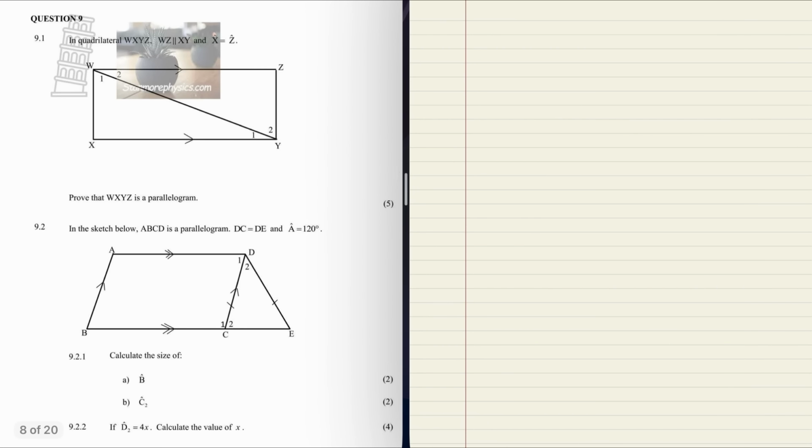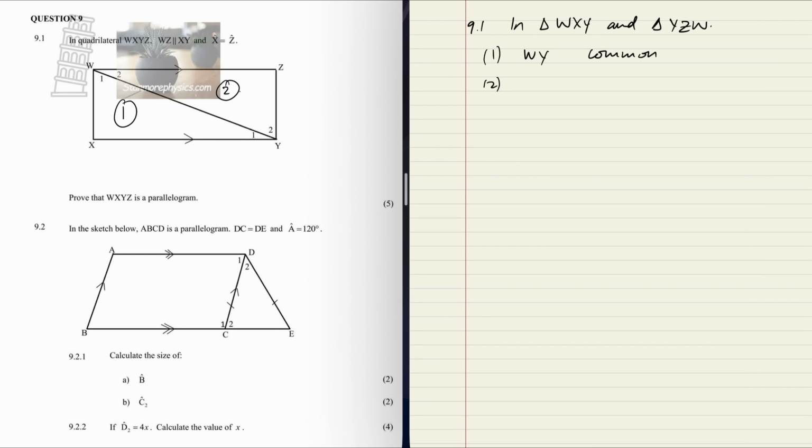In quadrilateral WXYZ, WZ is parallel to XY and angle X is equal to angle Z. They then tell us prove that WXYZ is a parallelogram. So the first thing we're going to do here is we'll say that in triangle WXY and triangle YZW, so I'm focusing on this triangle here, that's triangle 1 and triangle 2, I know that WY is common.